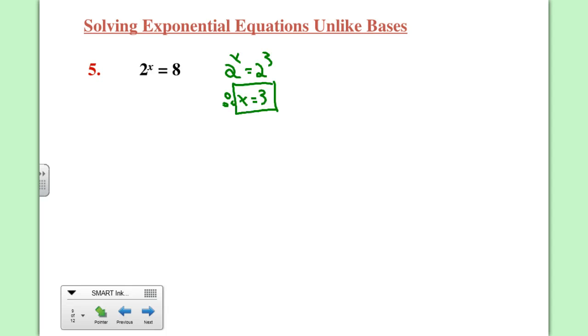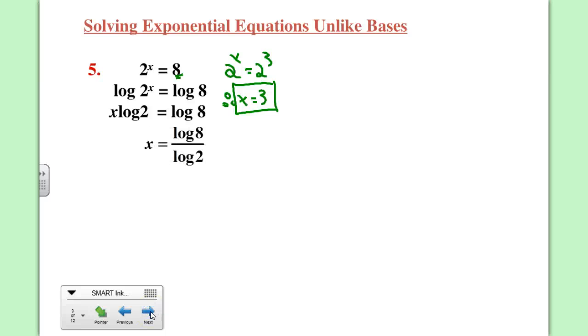What if we couldn't do the same base? Just to show there is another method, how could we use logs? Well, if I take the log of both sides of this equation, the log of the left side and the log of the right side, kind of like taking the square root of both sides or other operations, I end up with this. And remembering the laws of logs, that's x log 2 equals log 8. And now if you isolate x, you divide both sides by log 2 and you get your answer.